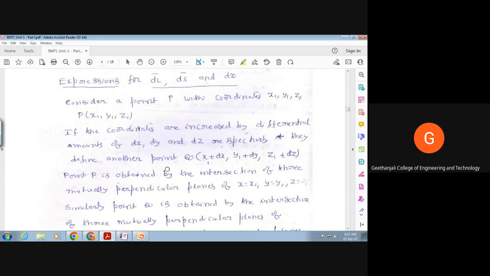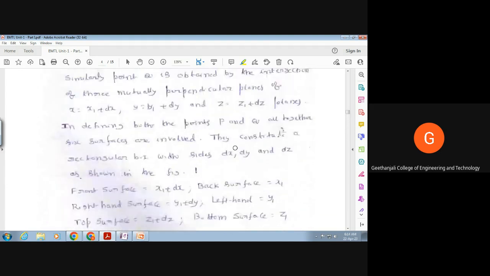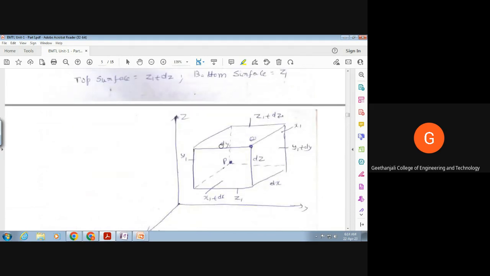That means point P is a common point of intersection of the three mutually perpendicular surfaces x is equal to x1, y is equal to y1 and z is equal to z1. So Q also is a common point of intersection of x1 plus dx is constant, y1 plus dy is constant, z1 plus dz is constant. So in defining each point P and point Q, we need three mutually perpendicular surfaces. In defining both P and Q, altogether 6 surfaces are involved. And these 6 surfaces represent a rectangular box like this.